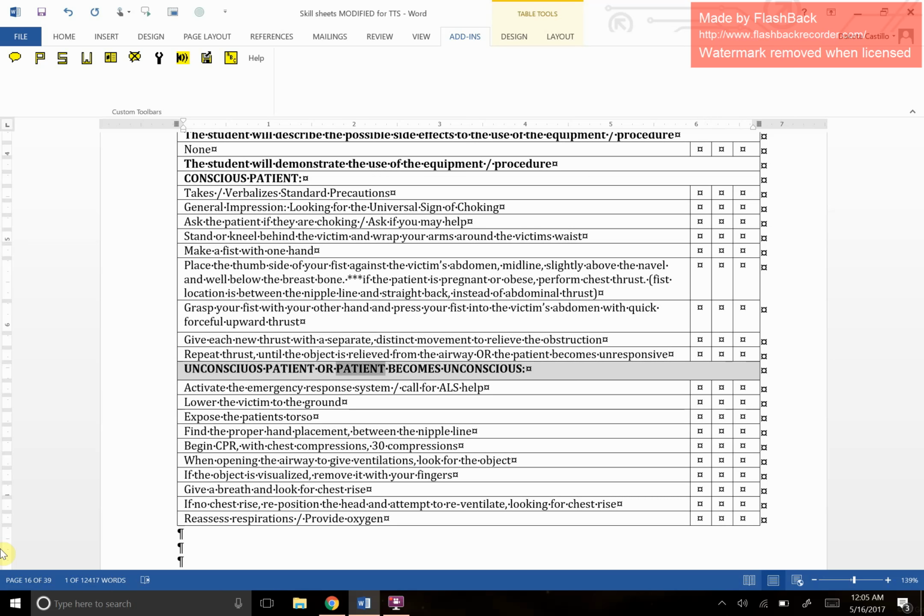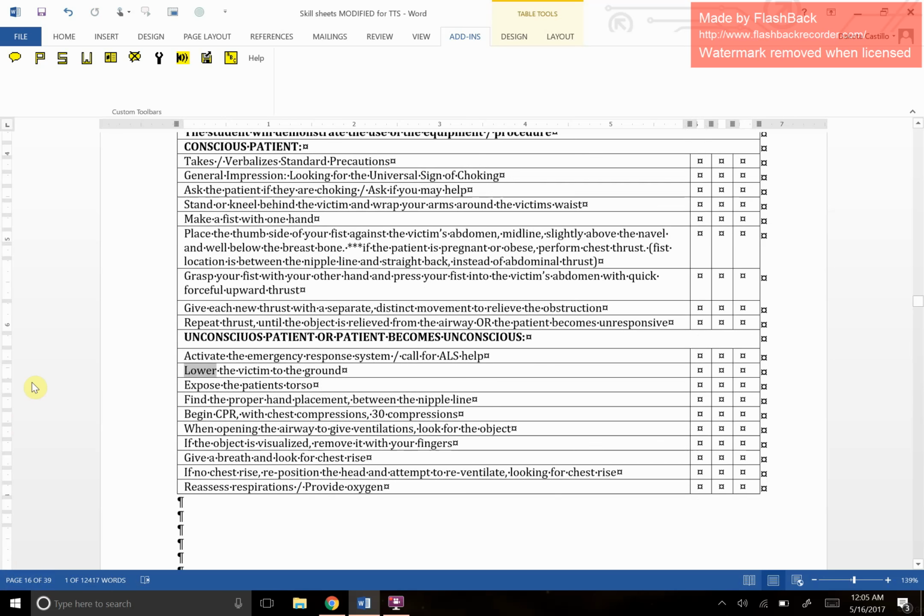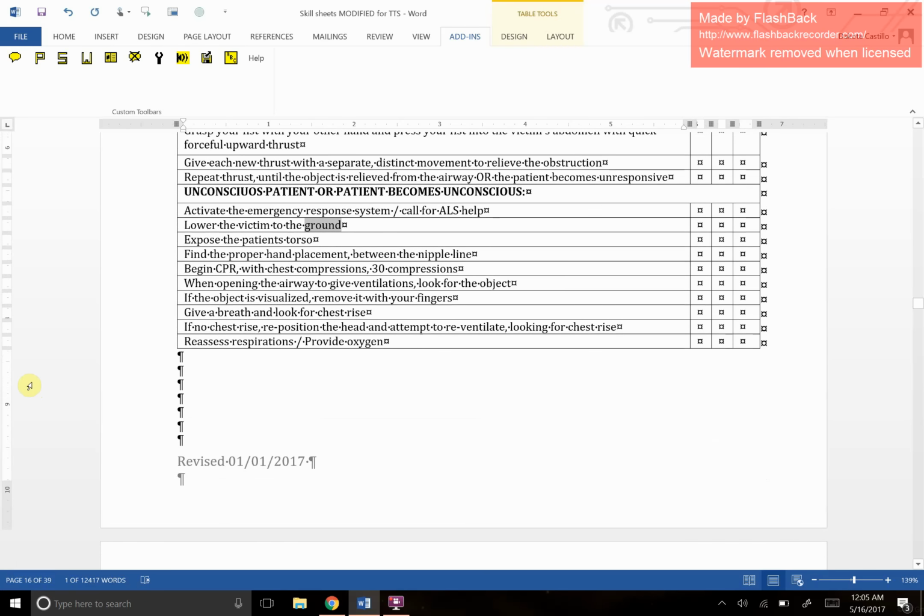Unconscious patient or patient becomes unconscious. Activate the emergency response system/call for ALS help. Lower the victim to the ground. Expose the patient's torso. Find the proper hand placement, between the nipple line. Begin CPR with chest compressions, 30 compressions.